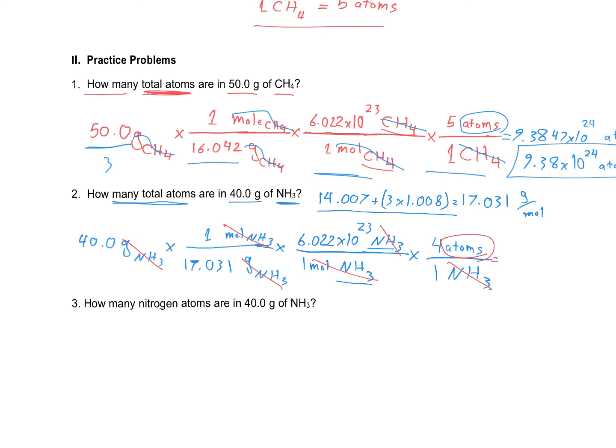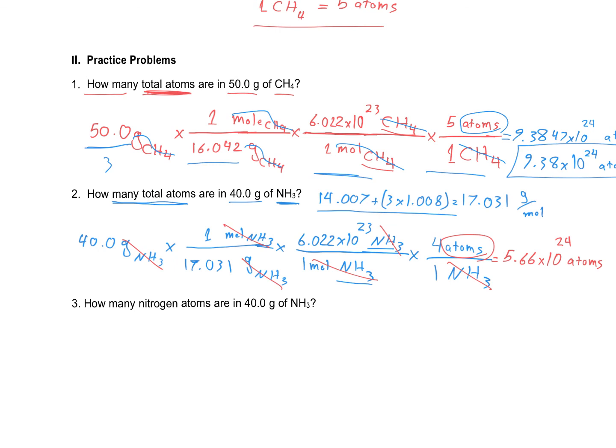So we're done. The rest, we just put the numbers in the calculator and find the answer. And that is 5.66 with 3 sig figs times 10 to the 24 atoms.